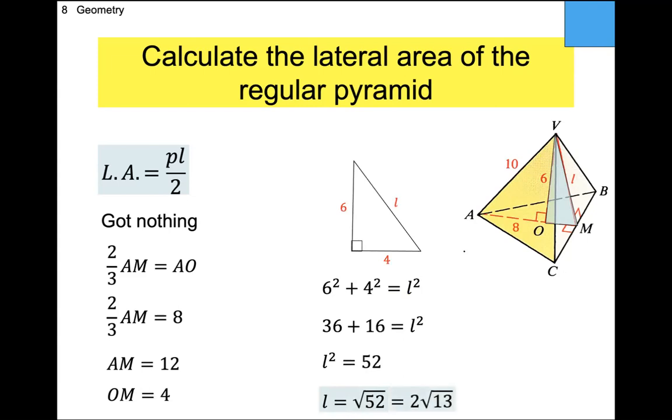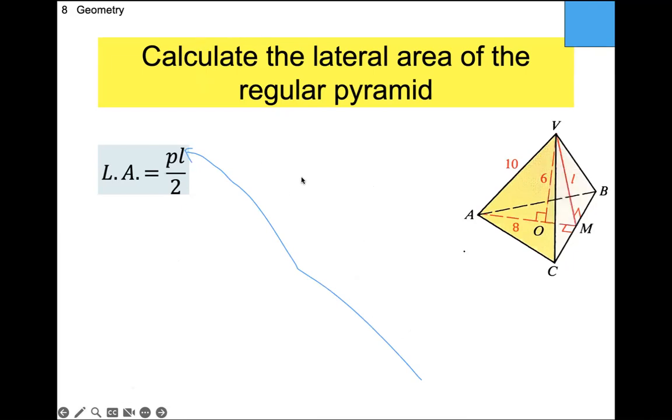So the slant height that I can now throw into this L right here is 2 root 13. I just need the perimeter. So how are we going to find the perimeter? Well, more work, as always, more work.